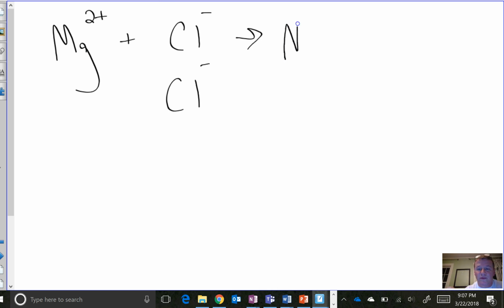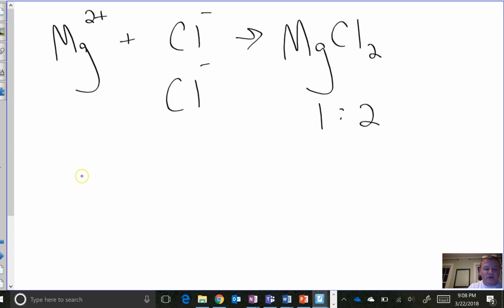So when these react, we see MgCl2. Okay? And this means that this is simply a 1-to-2 ratio. We have 1 atom of magnesium, and we took 2 of the negative chloride ions to balance out that positive 2 charge for the magnesium.